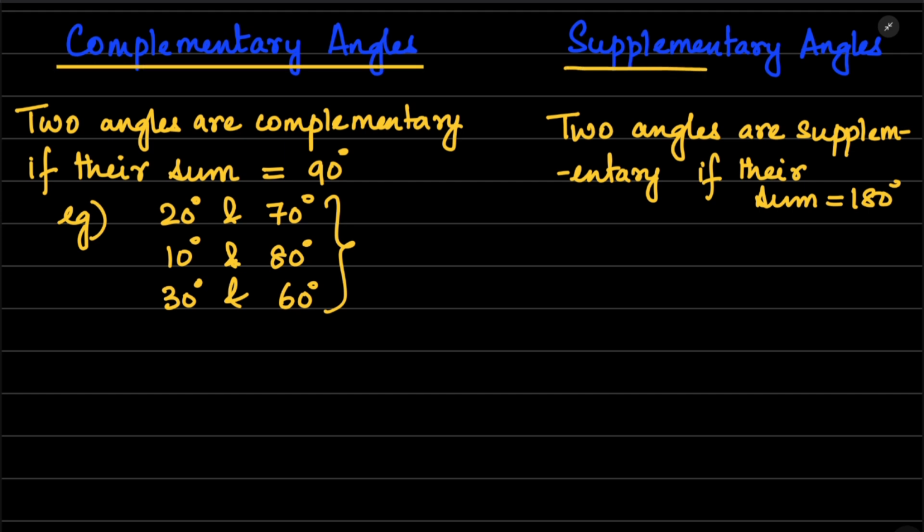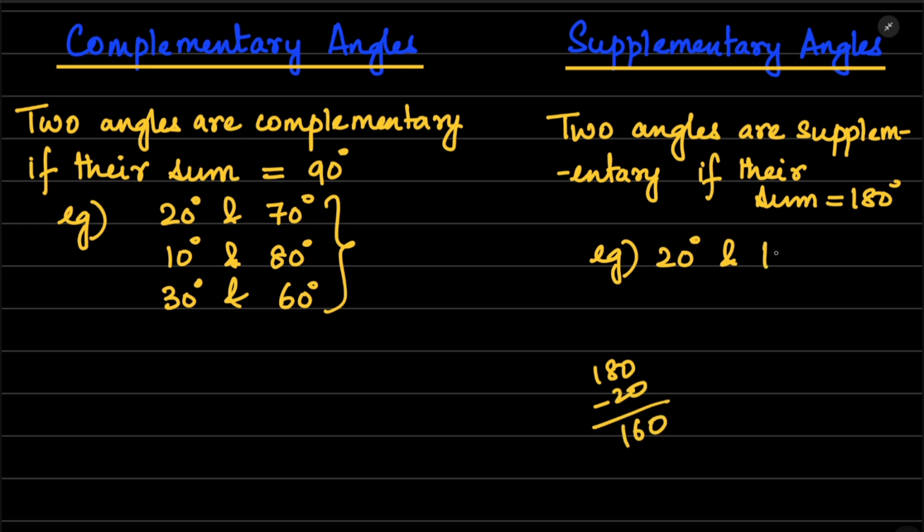Now let's come to supplementary angles. For supplementary, all you have to remember is that the sum of the two angles is equal to 180 degrees. So what is the supplementary angle for 20 degrees? 180 minus 20 is 160. So 160 is the supplementary angle for 20 degrees.